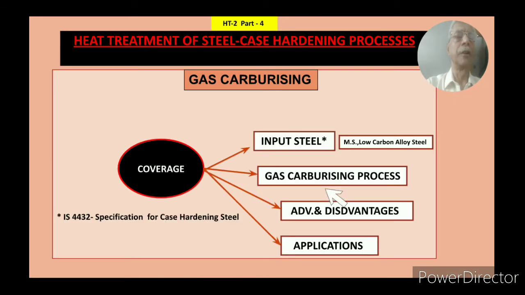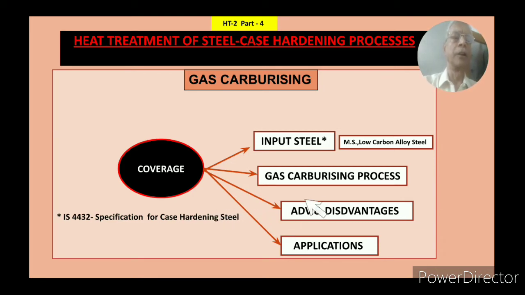In coverage, first of all, input steel. In this, mild steel or low carbon alloy steels can be used for this particular process. If you want to know in detail, I have mentioned here IS 4432. It is the specification for case hardening steel, meaning all those steels which can be case hardened can be seen in this IS 4432. So if you want to know in detail about the various steels, go to IS 4432. This is just for your information.